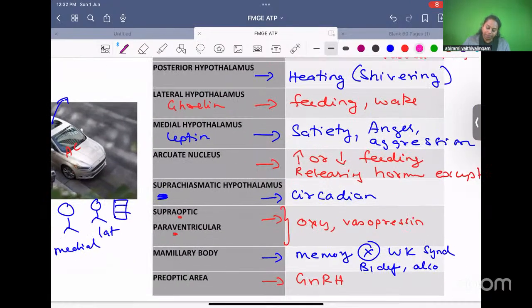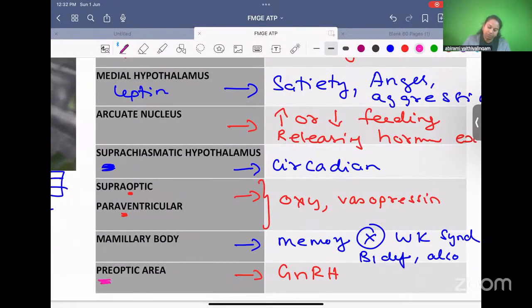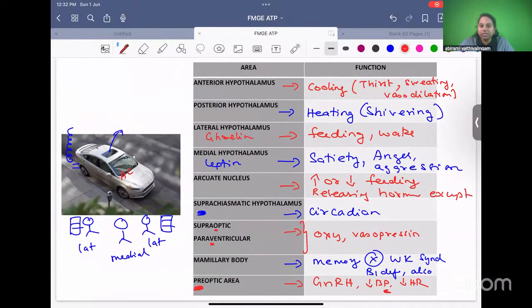Preoptic area. Pre for pressure. So this can decrease blood pressure. It can decrease heart rate. So this is about the different nuclei of hypothalamus, very important nuclei of hypothalamus and their functions.